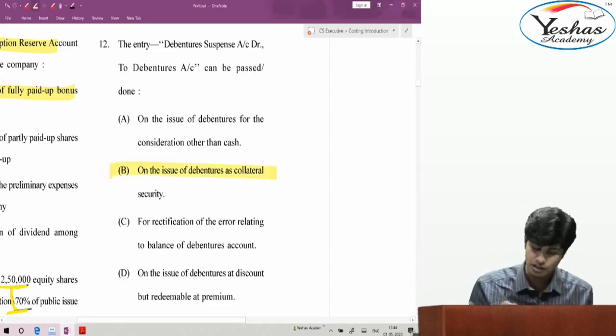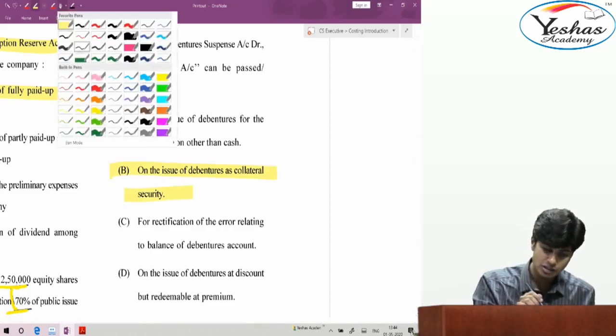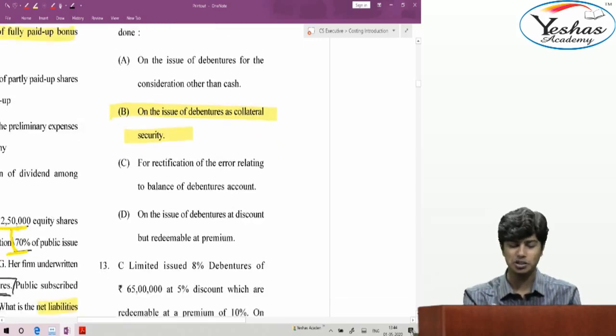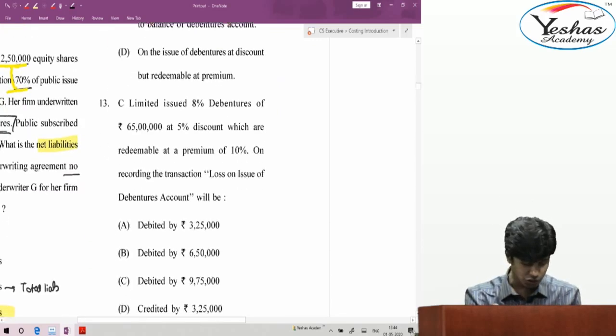We solved several MCQs on this previously, so I hope you remember this with respect to question number 12. We didn't even read the other options, not necessary. Come on, let us go to question number 13.